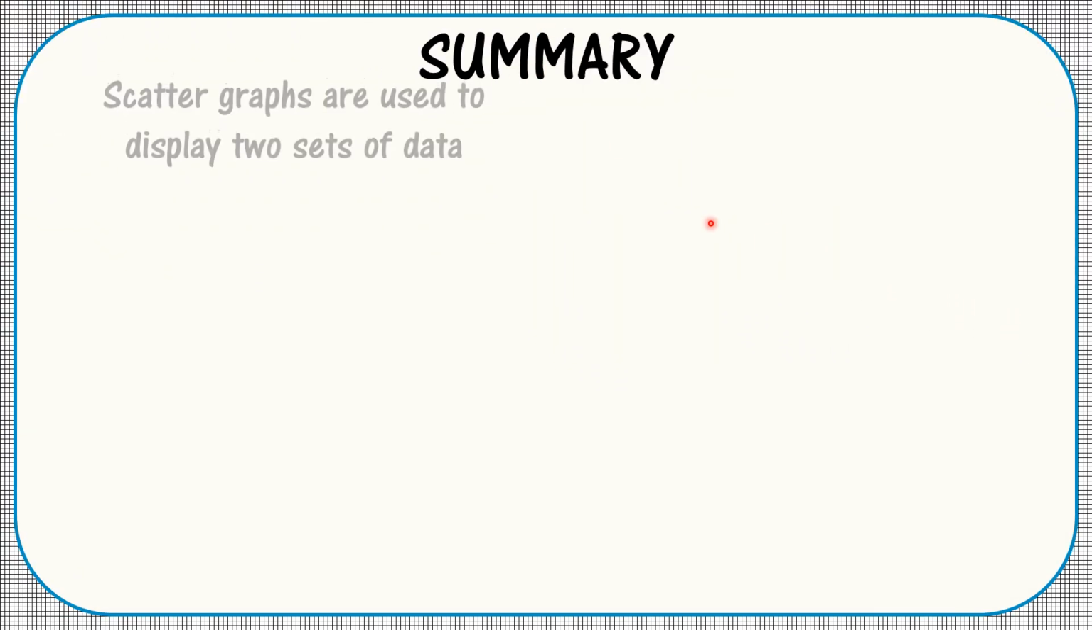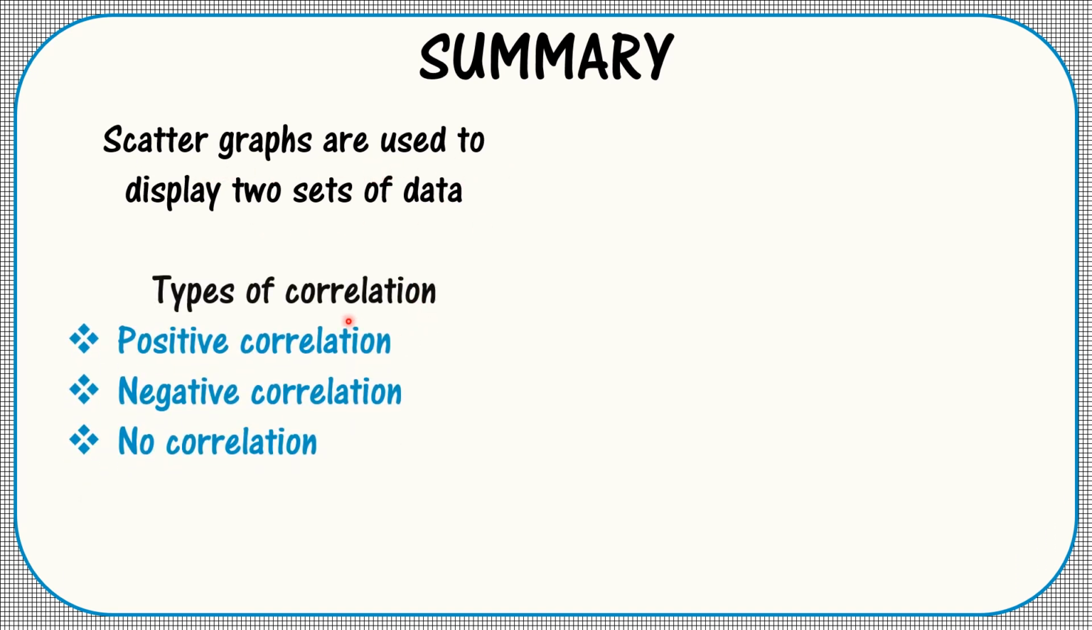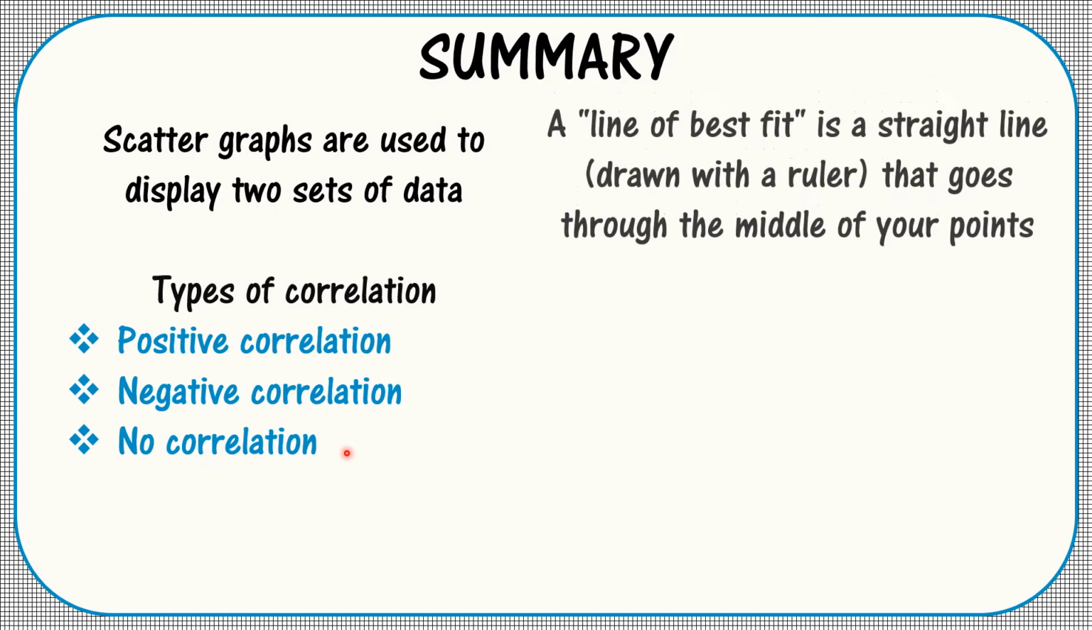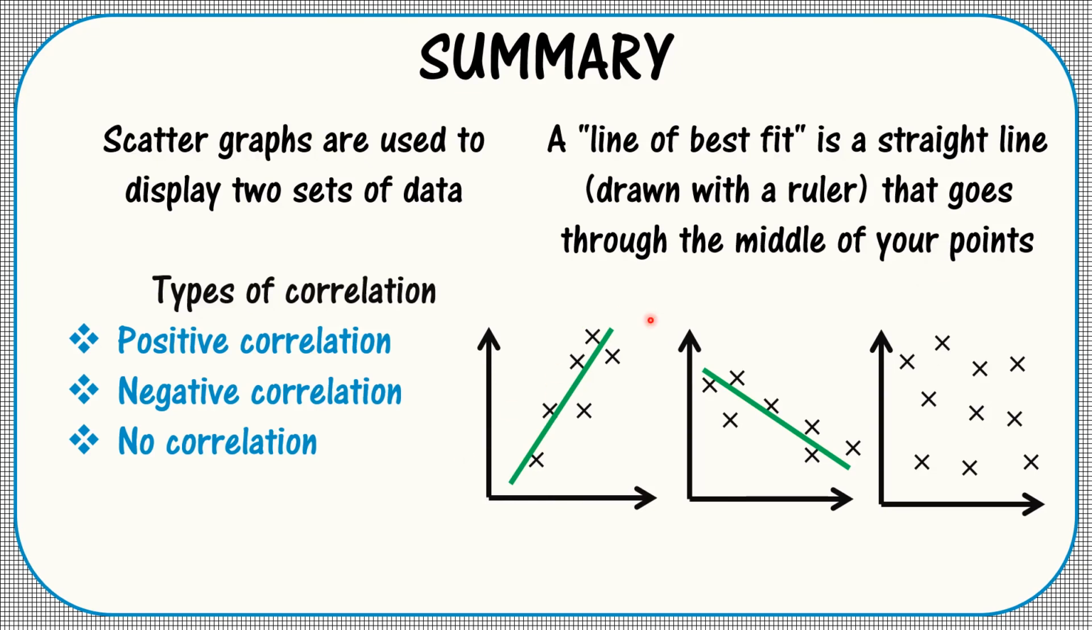This is a summary of what we have gone through today. We have gone through what scatter graphs are, and scatter graphs are used to display two sets of data. We have gone through a positive correlation, negative correlation, and no correlation. We have gone through a line of best fit, and a line of best fit is a straight line drawn with a ruler that goes through the middle of your points. And this is how the line of best fit will look. If it is no correlation, then we cannot draw a line of best fit. Remember, you need to include a line of best fit when estimating an answer.